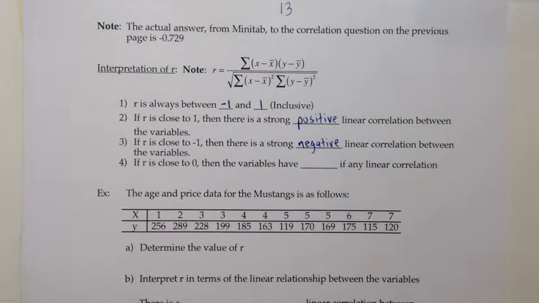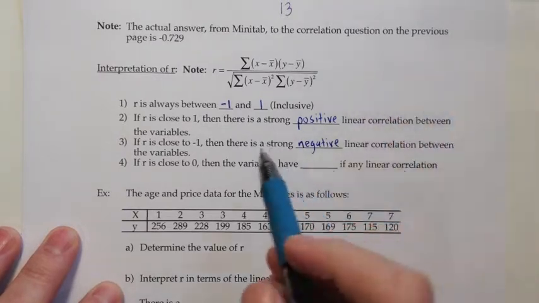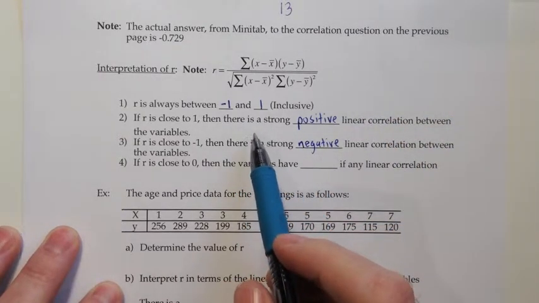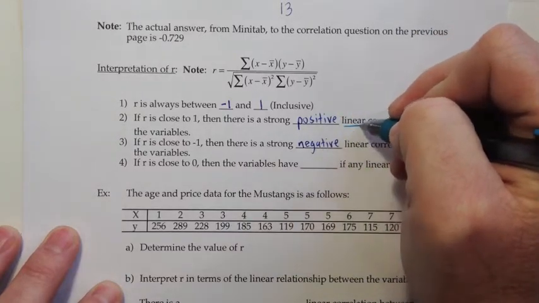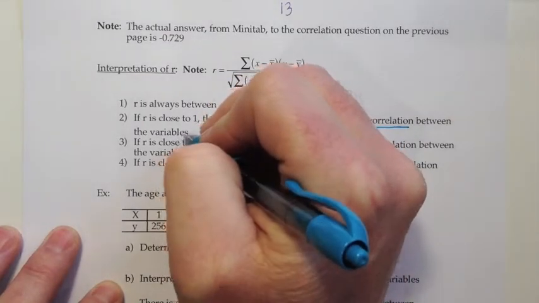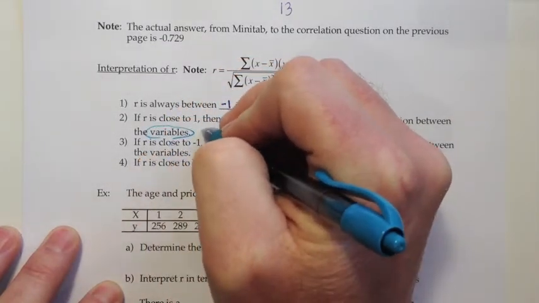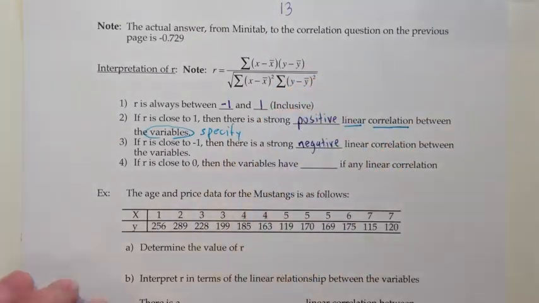And just to help you out a little bit here for homework and tests and collaboratives, when I ask people to interpret these, I expect them to say there's a strong positive, and I'm looking for that, but I'm also looking for the words linear and correlation. And also when you get to the variables part right here, you would want to specify what those variables were. So you'll see in a minute for the Mustangs, we'll talk about the age and the price, but you wouldn't just say a generic variables, you would mention what the variables were in the problem.